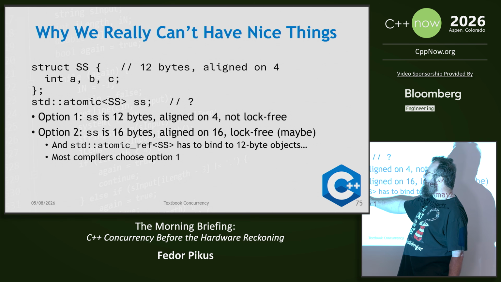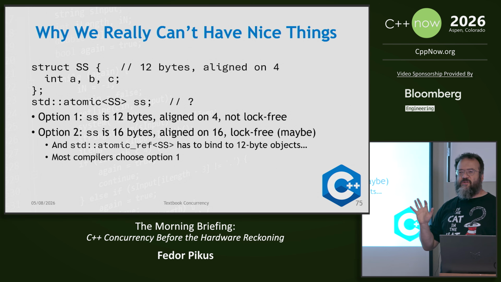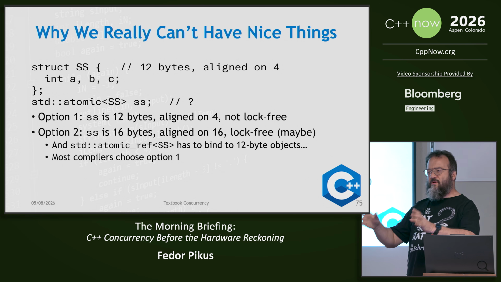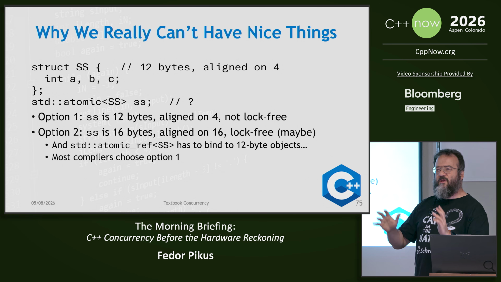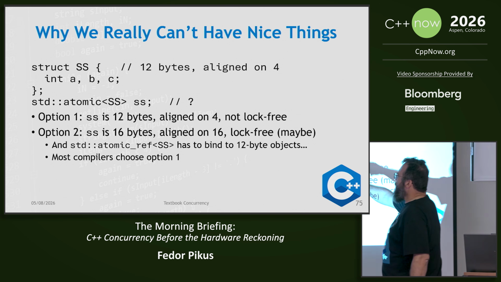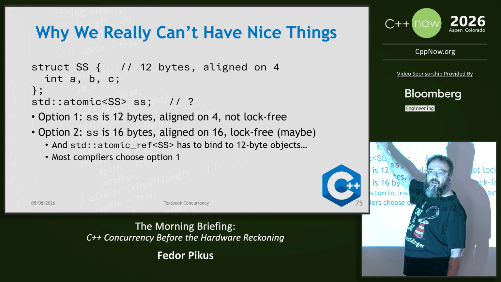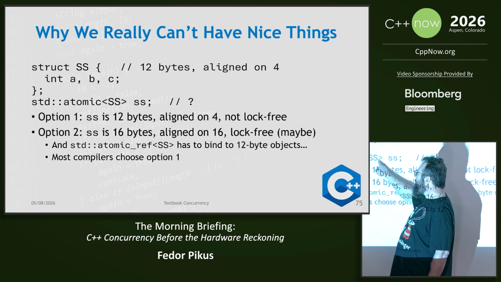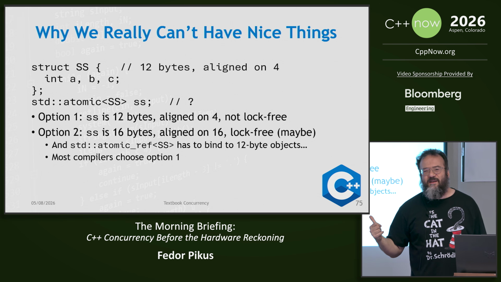Well, because of atomic ref. Atomic ref is kind of like attaching a const ref to a non-const object. It allows you to attach an atomic reference to a non-atomic object. If you have a non-atomic version of this, an original, this is definitely 12 bytes, 4-byte aligned. If you made them 16 bytes, it's kind of difficult to attach atomic ref to it.